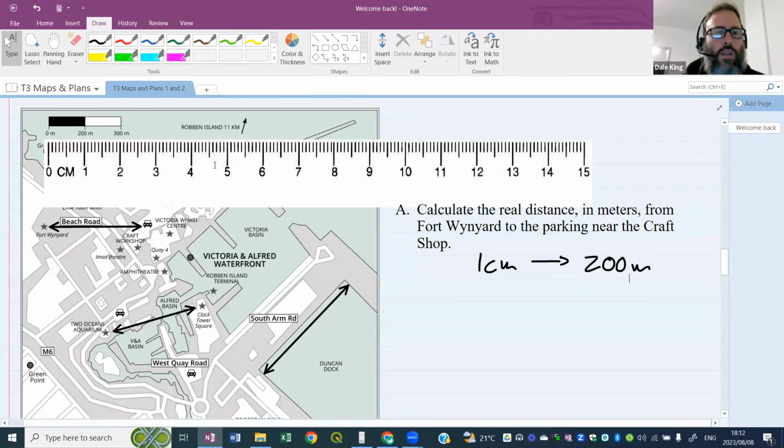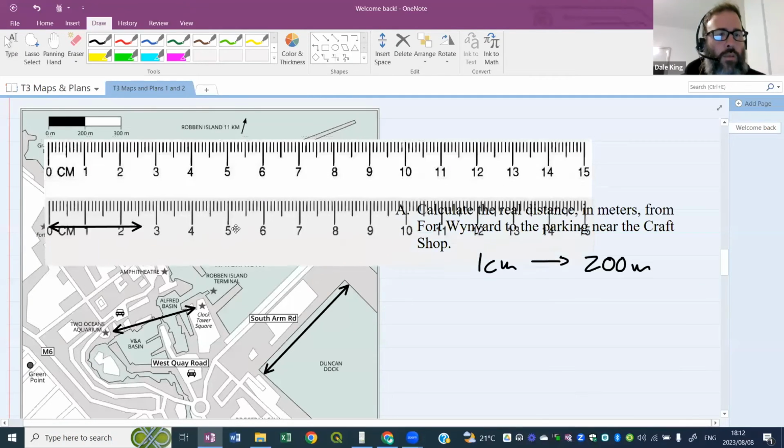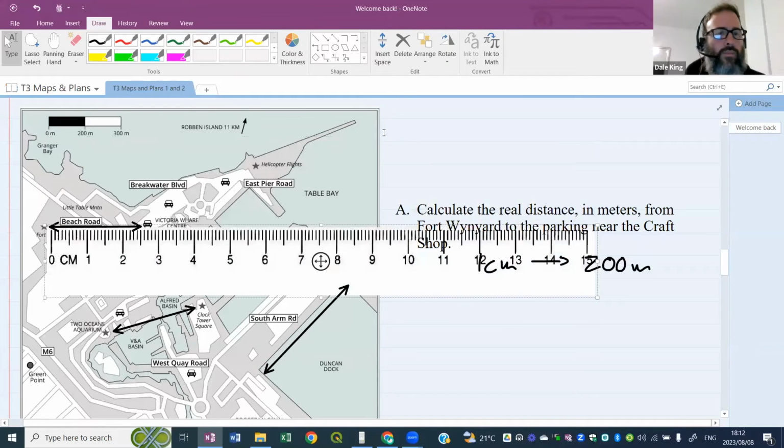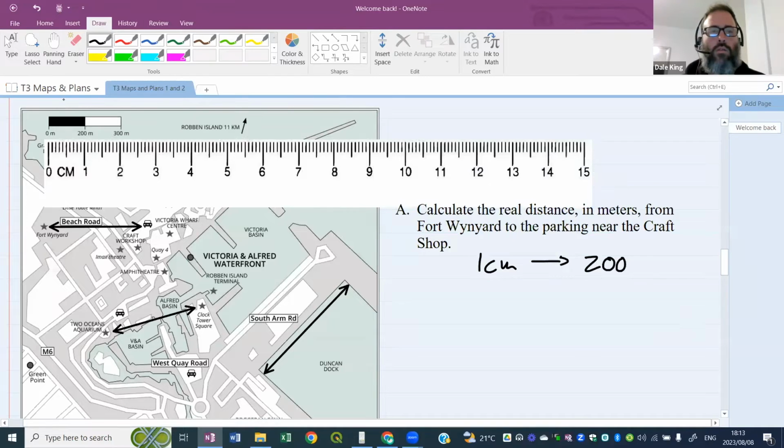Now I'm going to do what you said, and I'm going to move the ruler down. How many centimeters is this line? 2.5 centimeters. Okay, so what should I do now? What kind of calculation should I do? 2.5 times 200. Very good. So I've got 2.5 centimeters. Each one is 200, so I'm going to multiply by 200 here. And we should all be able to get that.